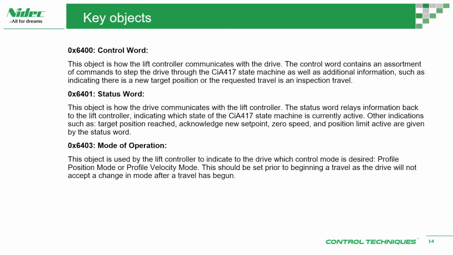6403 is the mode of operation. As I mentioned, this object is used by the lift controller to indicate to the drive which control mode is desired, whether it's profile position mode or profile velocity mode. This needs to be set prior to beginning a travel, as the drive will not accept a change in mode after a travel has begun. Once a travel has completed, this can be changed, but not throughout the actual travel.